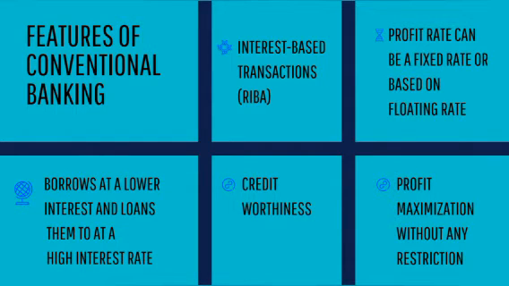Okay, now let's move further. I'm going to explain the features of conventional banking. The first one is interest-based transactions, which is known as riba. The second one is the profit rate, which can be a fixed rate or based on a floating rate. The third one is that a conventional bank borrows at a lower interest and lends at a higher interest rate. The fourth one is creditworthiness, and the last one is profit maximization without any restrictions from any financial institutions.